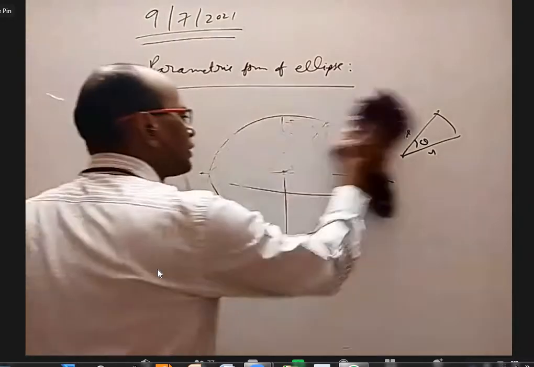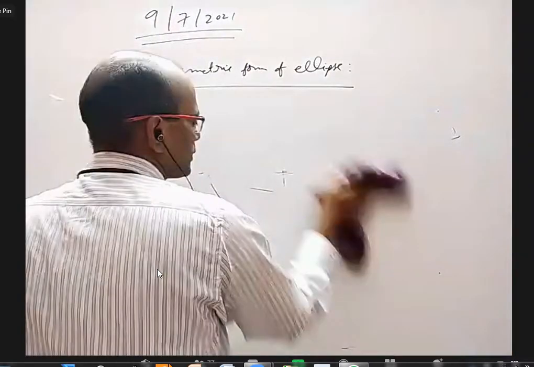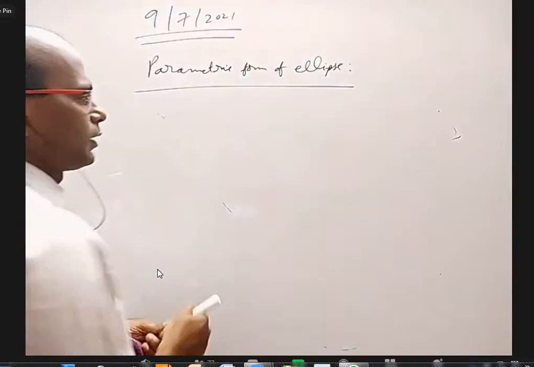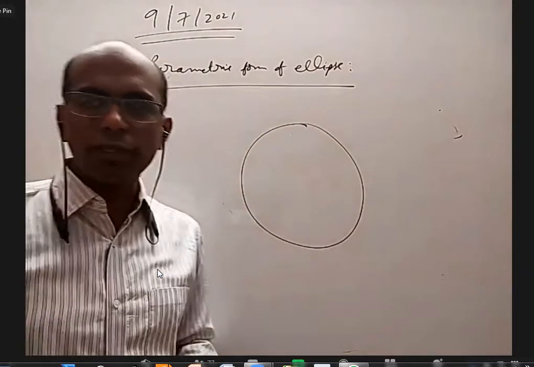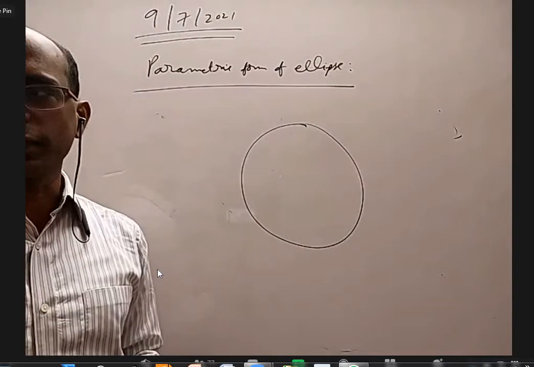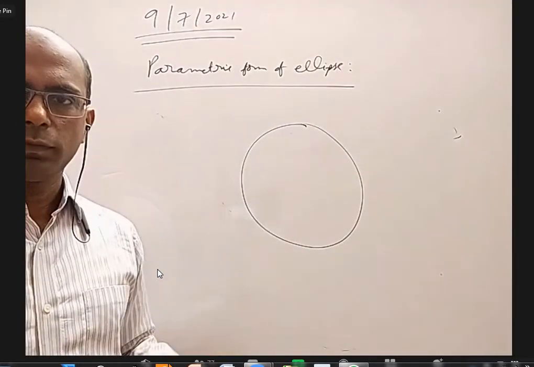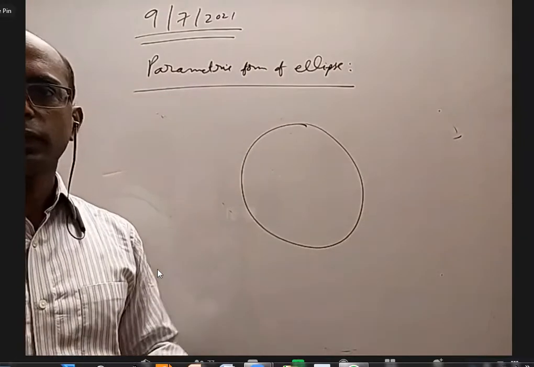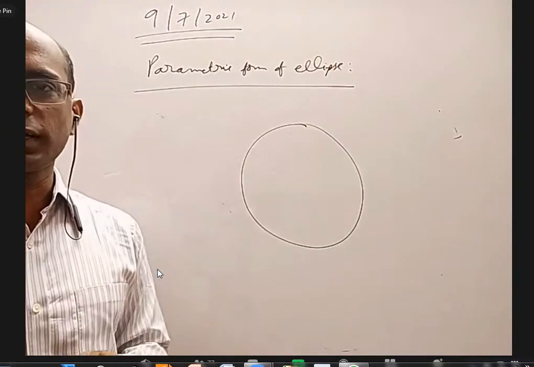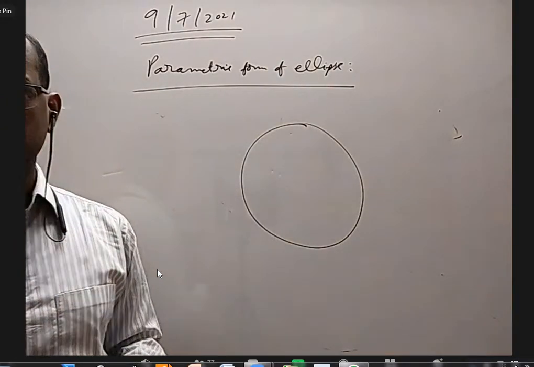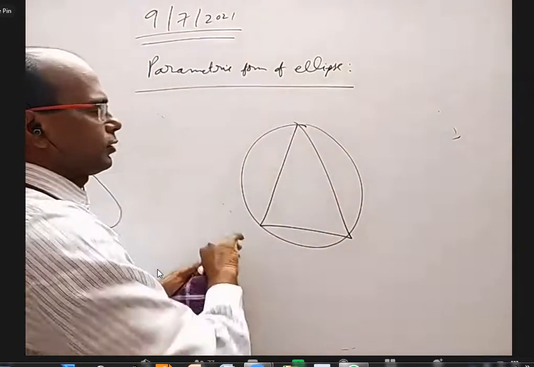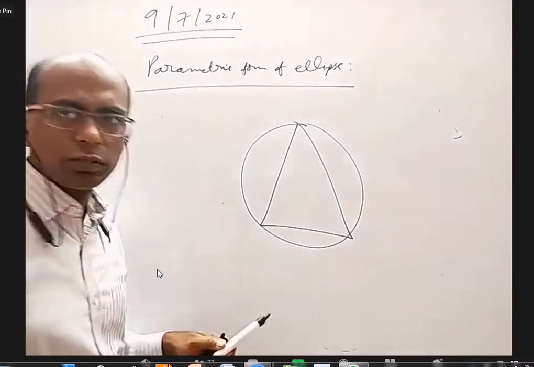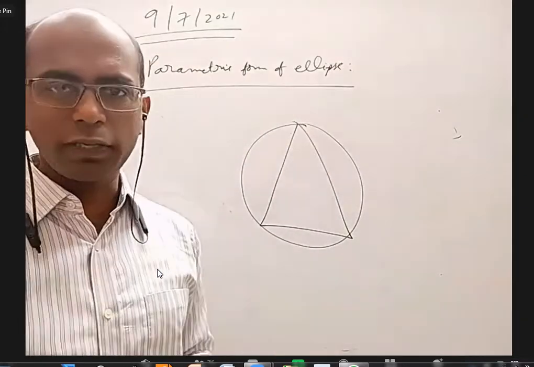Now, let me ask that question for the circle. If you take a circle, among all the triangles that are inscribed in the circle, which triangle will have maximum area? Equilateral triangle. Yes, equilateral triangle. And how many such equilateral triangles will be there? Infinite. You take one equilateral triangle and rotate it by whatever angle you want. Every time it is the maximum area, right?